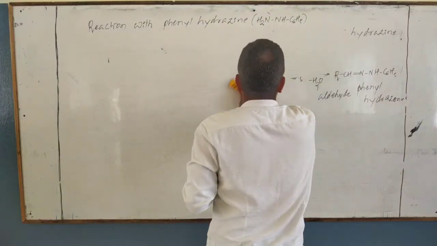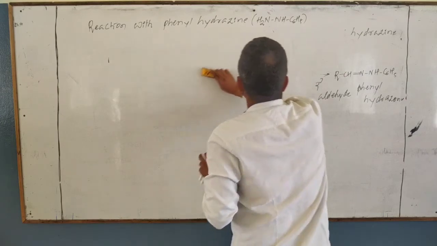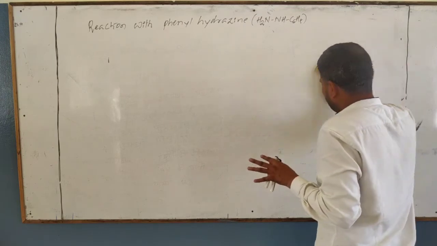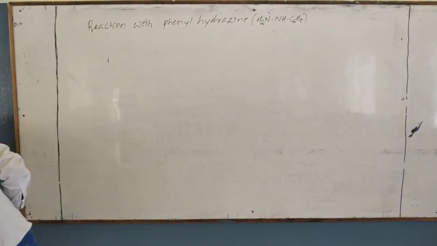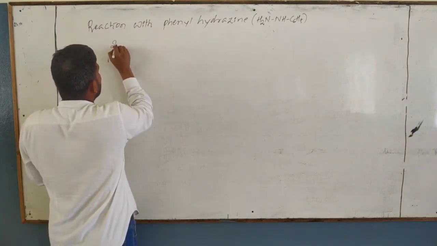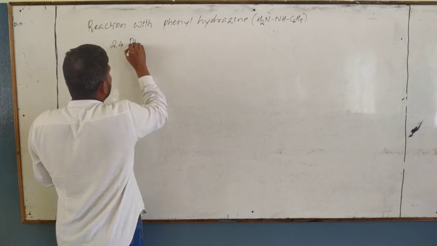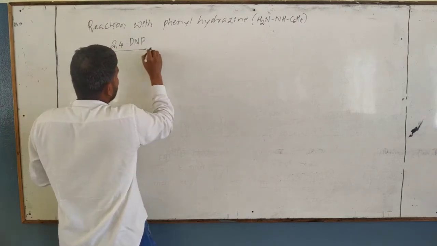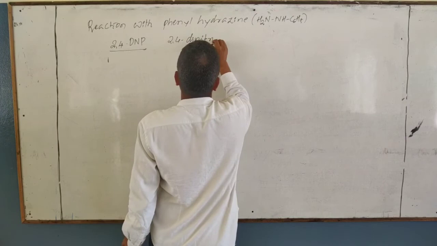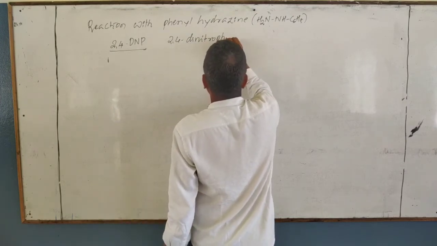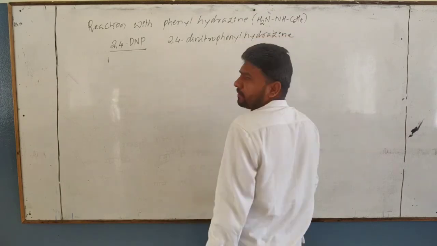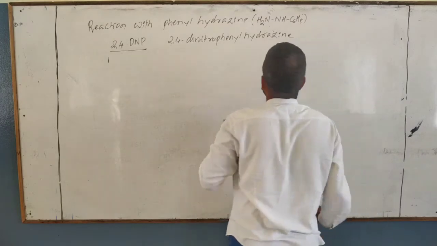See, one more derivative is there, which I can say is nothing but a derivative of phenyl hydrazine only. That is known as 2,4-DNP. What is this 2,4-DNP? 2,4-dinitrophenylhydrazine.